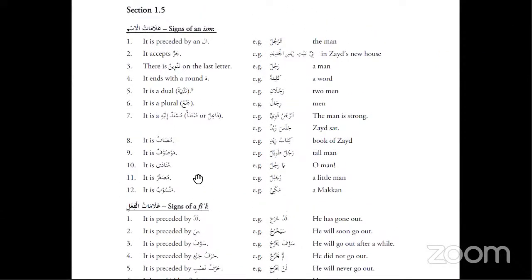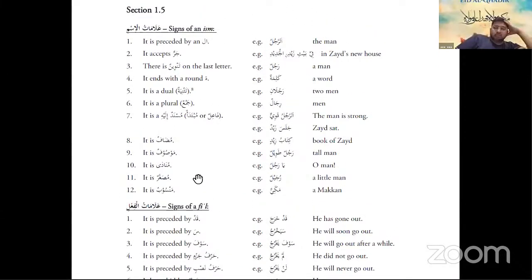Signs of an ism. Exactly. Signs. So there are 12 signs for a noun. So these 12 signs, when you read the Quran and when we're reading Arabic text, are the 12 signs which will help you to recognize a verb and recognize a noun. Is that clear?